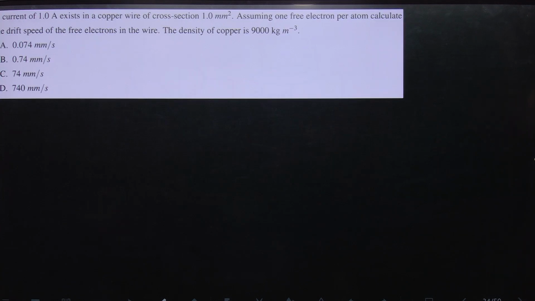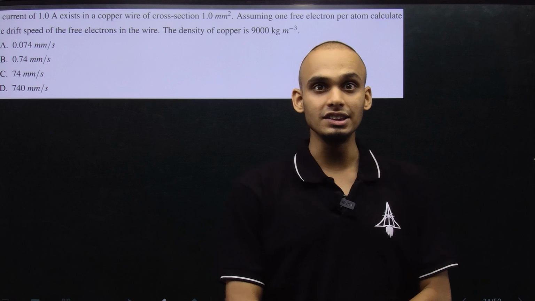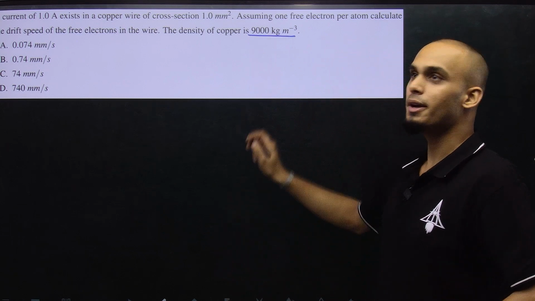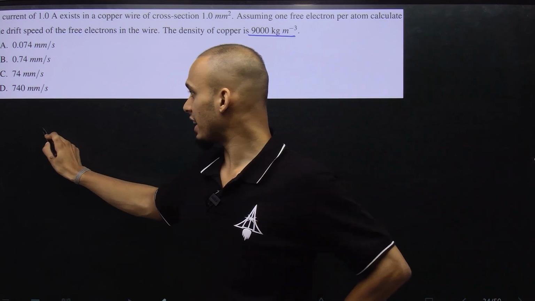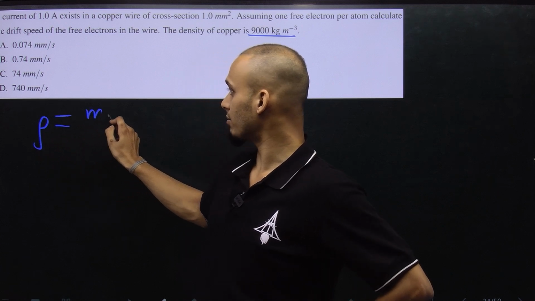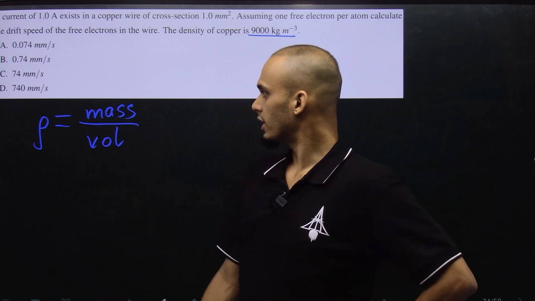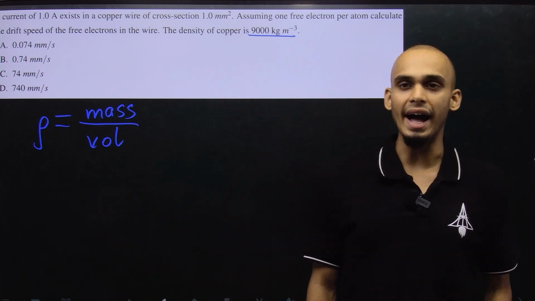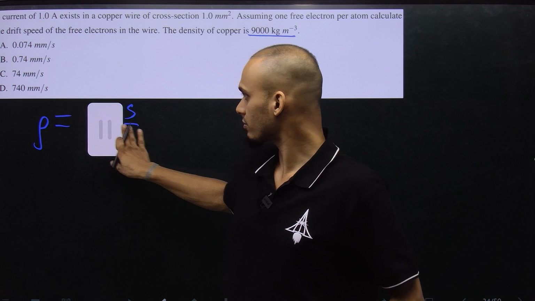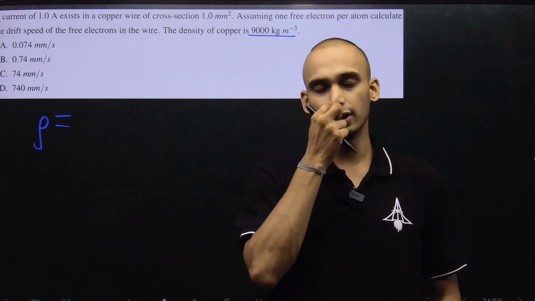Next question, we have a current of 1 ampere existing in a copper wire. We have not been given the density of charge carriers, but we have been given the mass density of copper. We can write the mass density of copper as mass upon the total volume. We can write mass now as the number of atoms, or rather we need the number of moles.